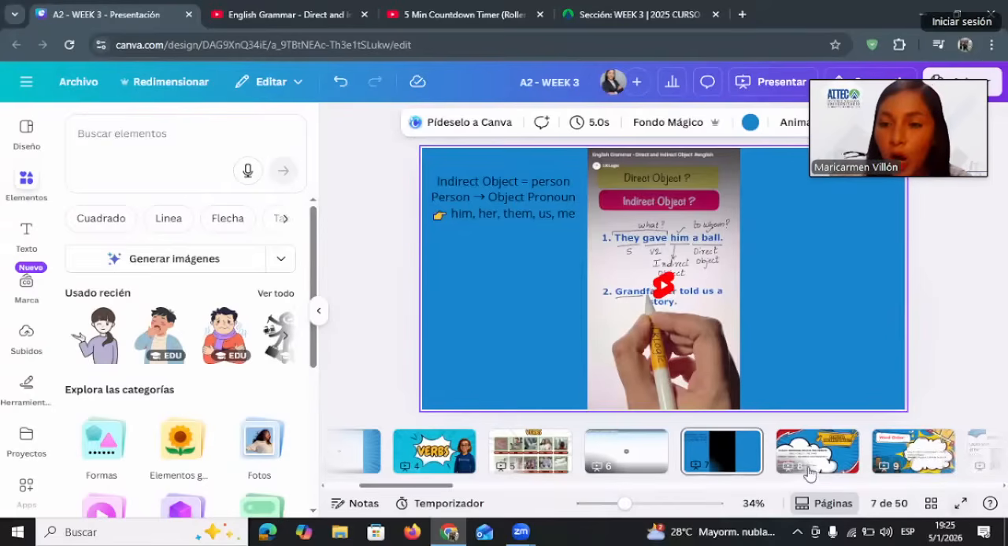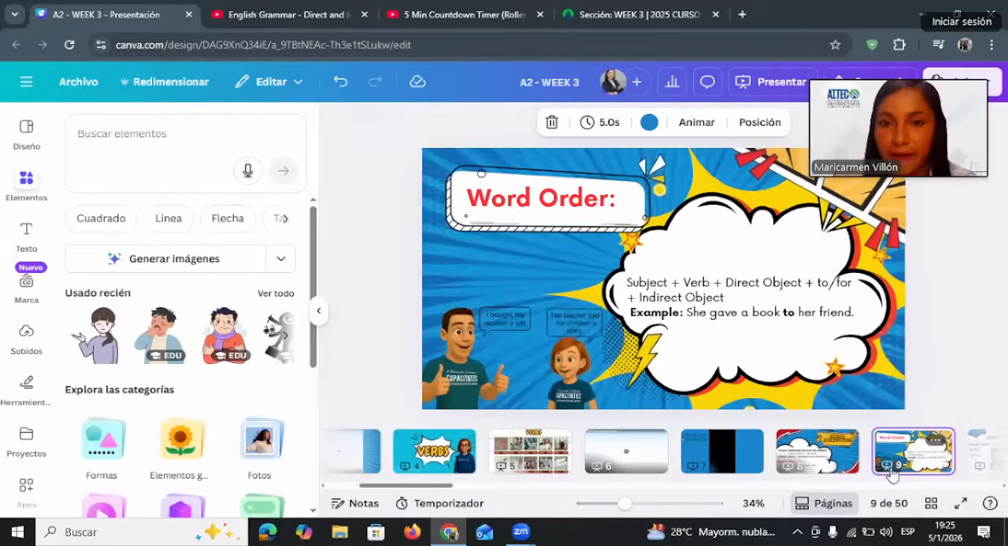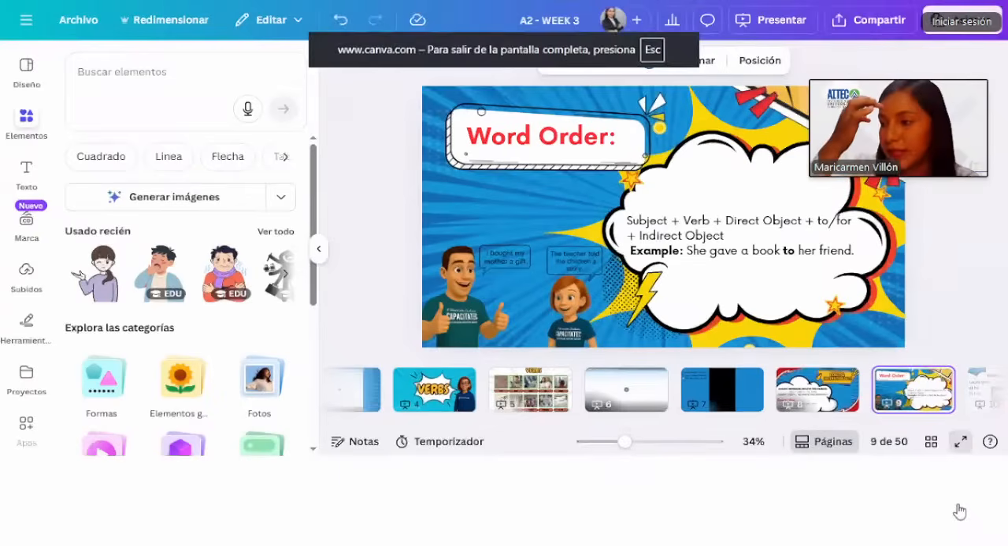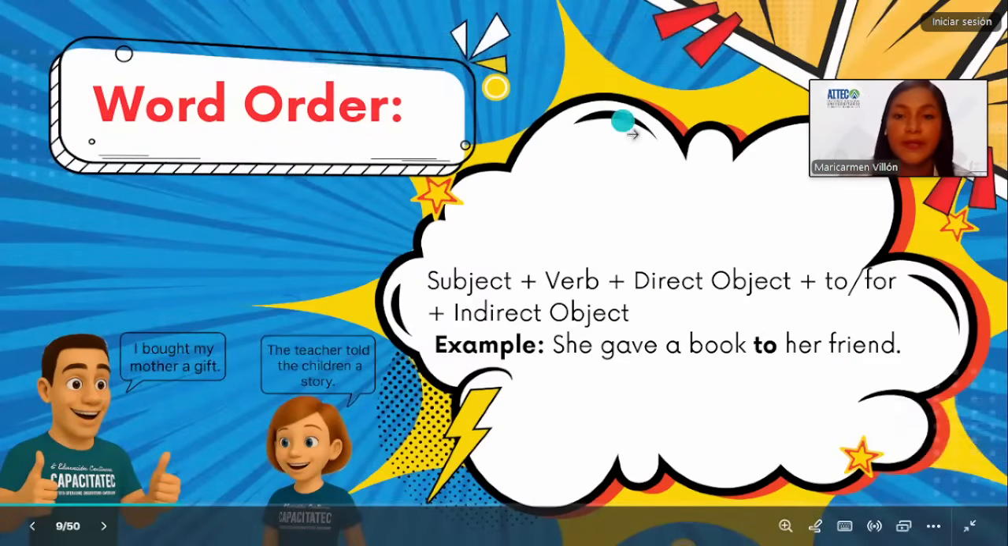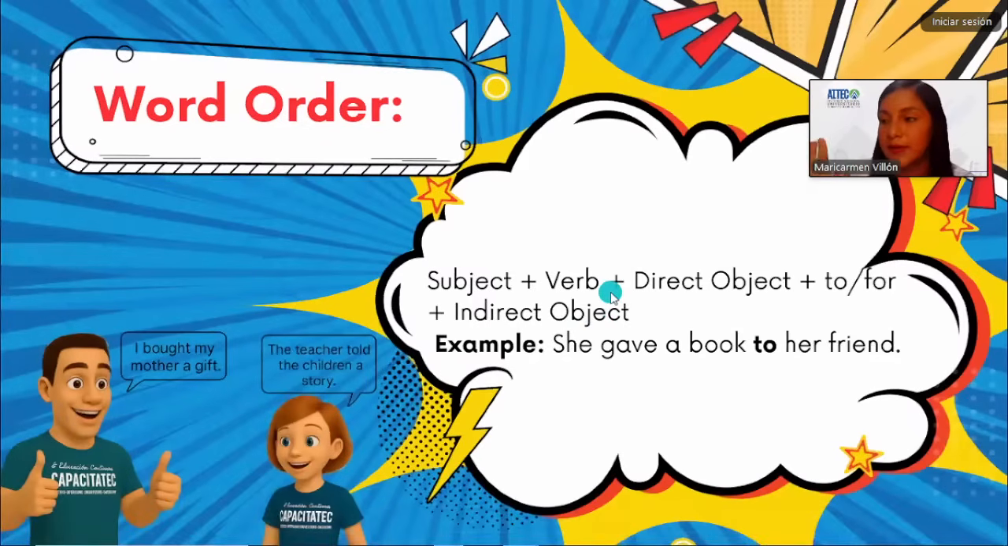Okay, perfect. All right, let's take a look to what else do we have here before practicing. Vemos qué más tenemos antes de empezar la práctica. Okay, so what's the word order? Take a look. Vean cuál es entonces el orden. We have subject, we have the verb, así como lo vimos. Then they gave him a ball. They, el sujeto, gave, ¿verdad? Verb. Direct object, vimos ahí, they gave him a ball. Okay, direct object. Podemos usar el to or for y el indirect object as well.